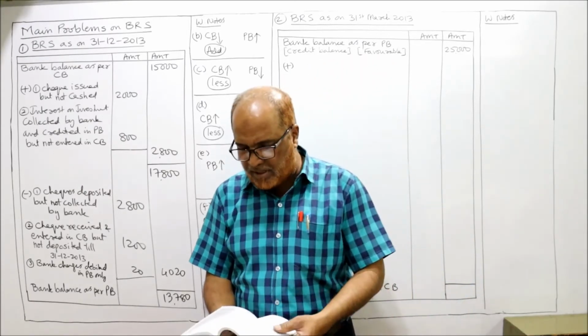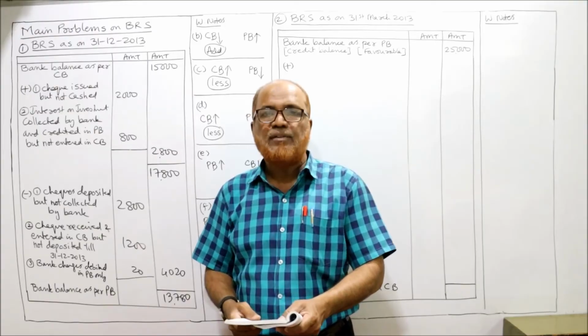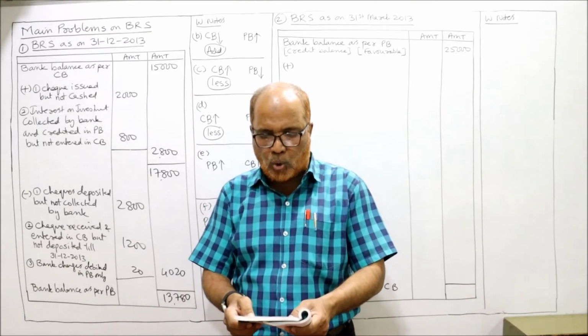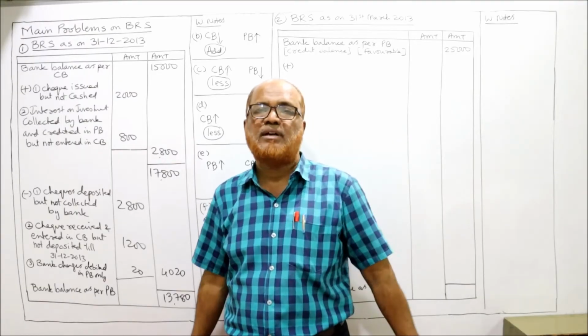Now the second problem I am reading out. On 31st March 2013, the passbook of a merchant showed a credit balance of 25,000.